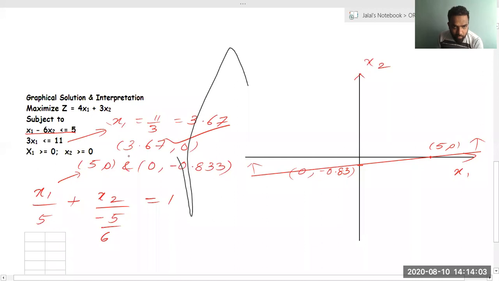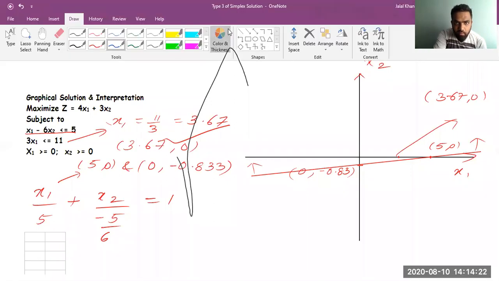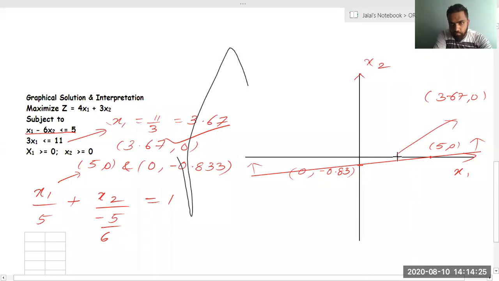The second equation has 3.67 comma 0. So if this was 5, let this be equal to 3.67. So this coordinate will be 3.67 comma 0. I'll take a line and change the color for your convenience. I'll try to make it as straight as possible. So what is the equation of this line?